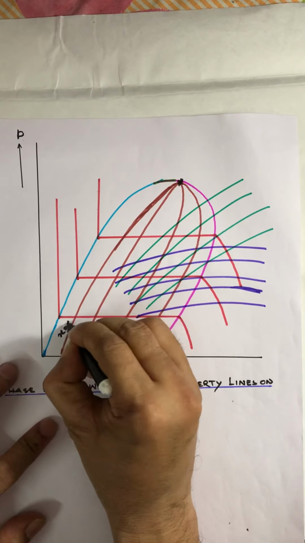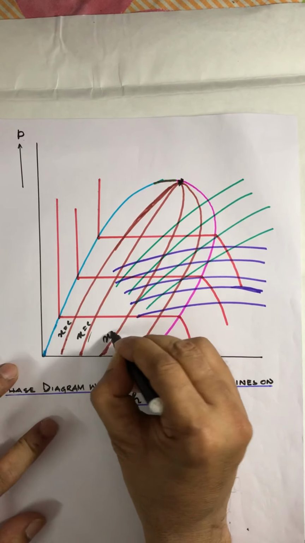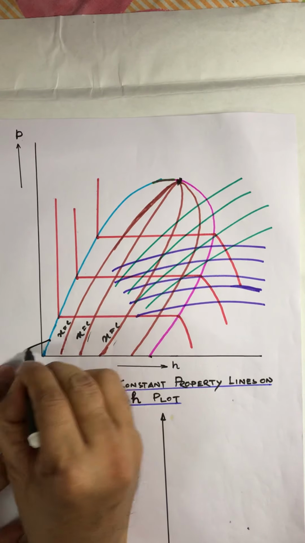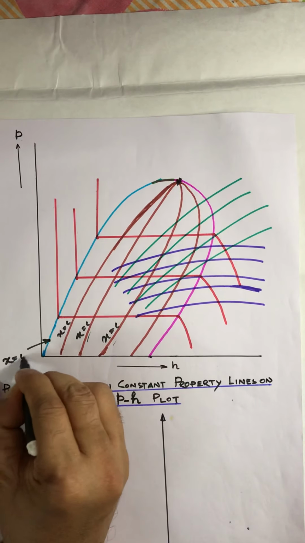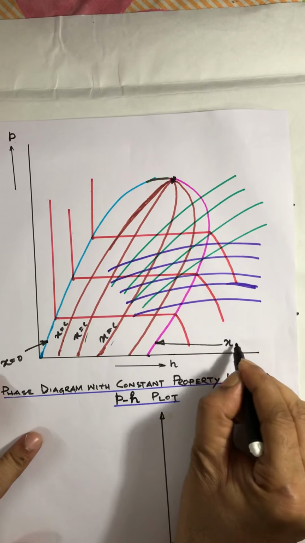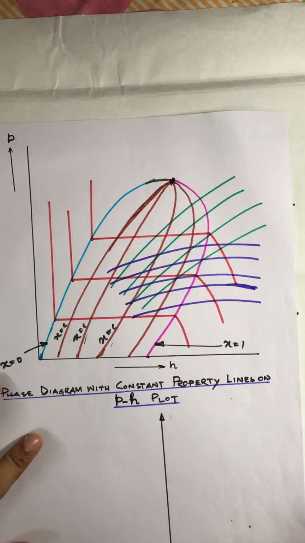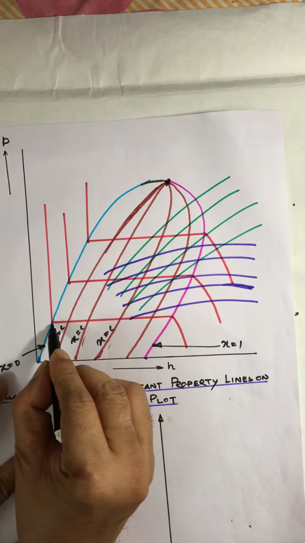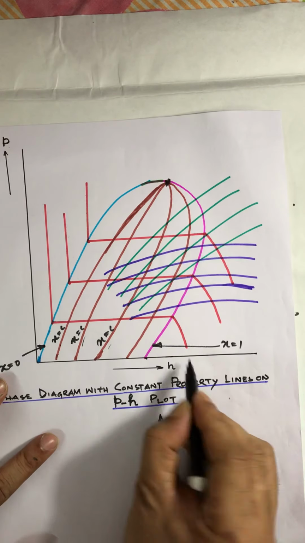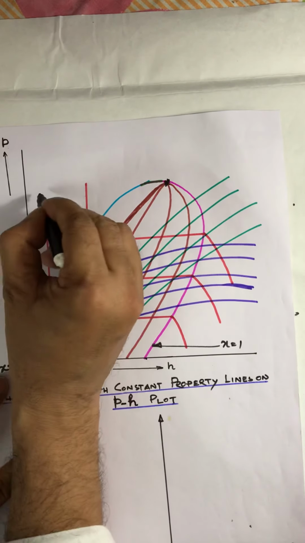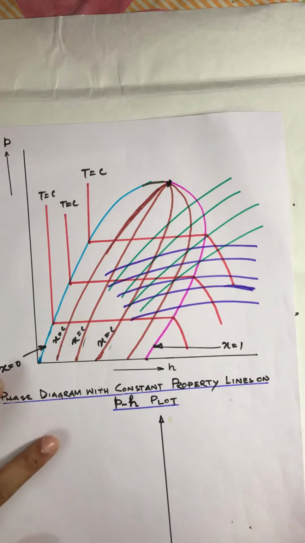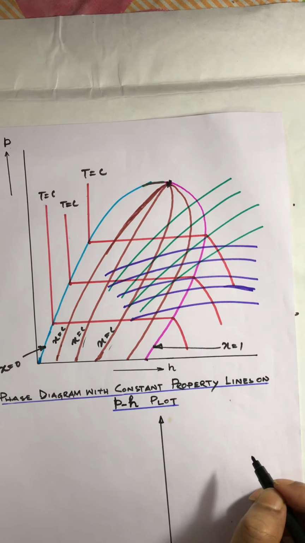So, we can say this is x constant. This line particularly will represent x equal to 0, and this line will represent x equal to 1. And this red line, that is vertical, then horizontal, then going downward, represents the constant temperature line. So T is equal to constant. So, constant temperature line, clear.